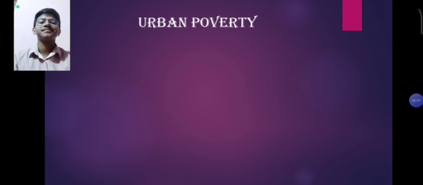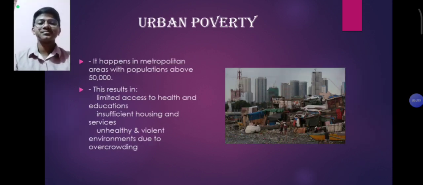Now, urban poverty. It happens in metropolitan areas with populations above 50,000. This results in limited access to health and education, insufficient housing and services, unhealthy and violent environments due to overcrowding.